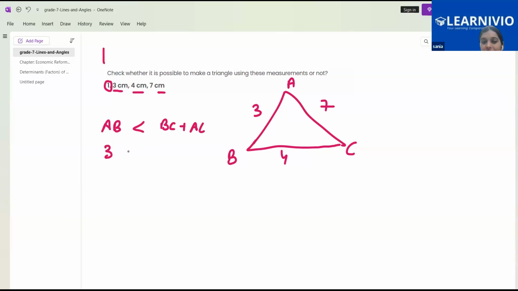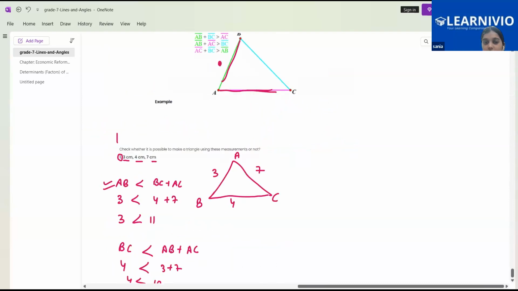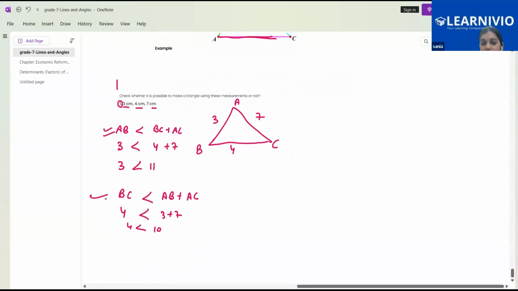So AB is 3, and then BC is 4 and AC is 7. So 7, 8, 9, 10, 11, right? So automatically this condition gets satisfied. Now second condition, I'll take BC here. BC should be less than AB plus AC. So BC is 4, AB is 3 plus 7, so 10. So of course it is smaller, right? Yes, everyone? Yes, ma'am, second condition is also clear.